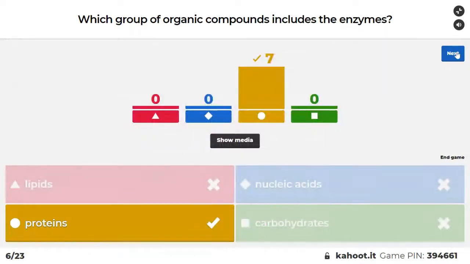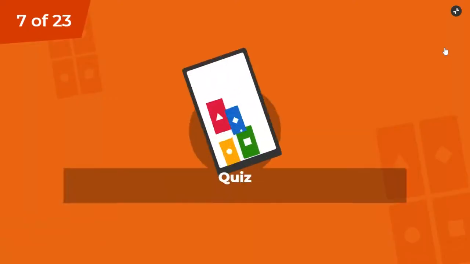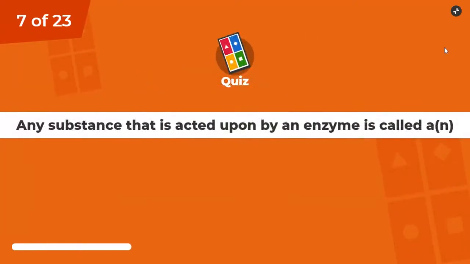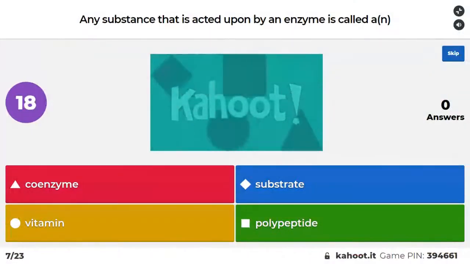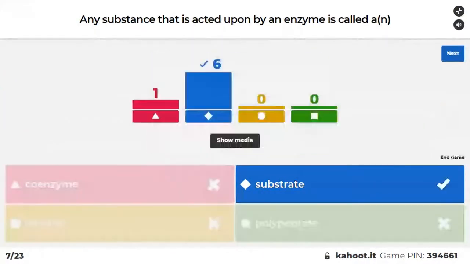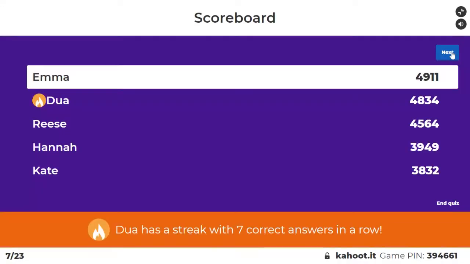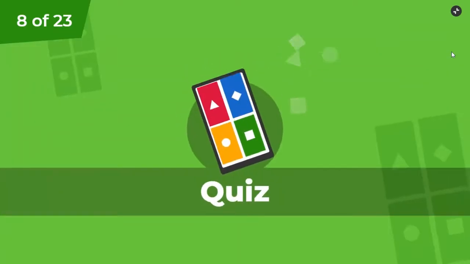You guys got that one. Excellent. Yes, enzymes are made of protein. Okay, Emma's still on fire. Nice job. Yeah, don't overthink this one. There you go. Yes, substrate. That's it. That's all they wanted. That's good. Okay. Good job.